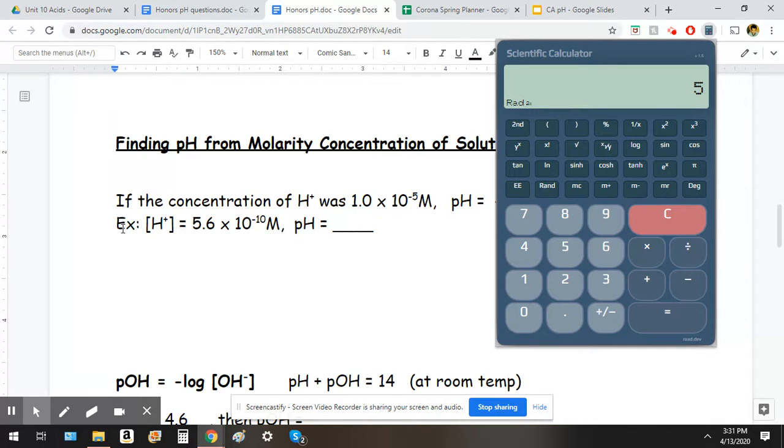So why don't you try one? Try this example right now. Pause the video. What is the pH of this solution that has an H plus ion concentration of 5.6 times 10 to the negative 10 molarity? Okay, you're back. You figured it out. Great. I'm glad you paused that video.